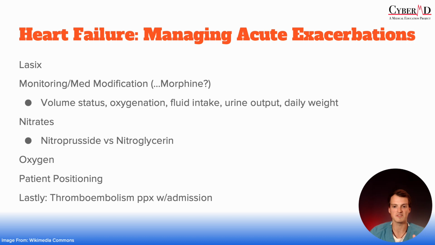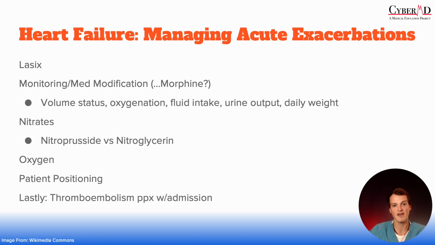Number 6, patient positioning. Position them in an upright position with their head up above their heart. Don't lie them flat. Remember, these patients often have orthopnea and paroxysmal nocturnal dyspnea. So sit them up. This position is going to facilitate better breathing. It's going to alleviate a lot of their symptoms.